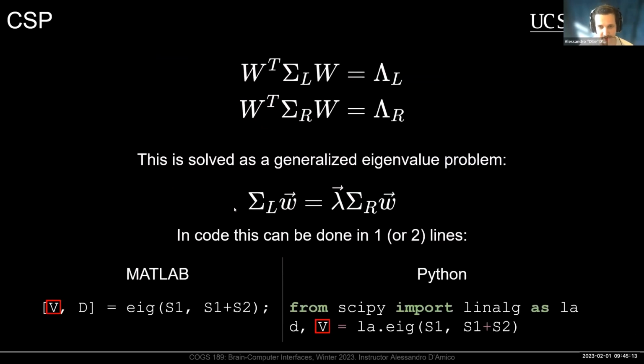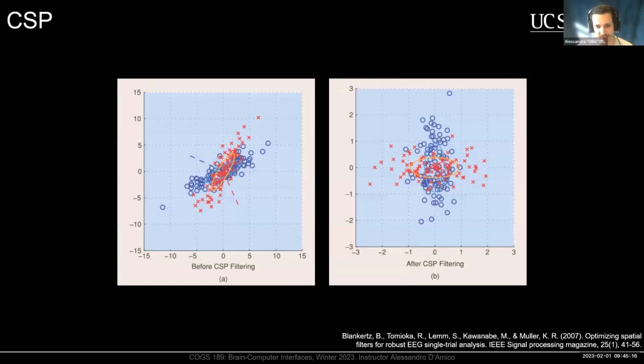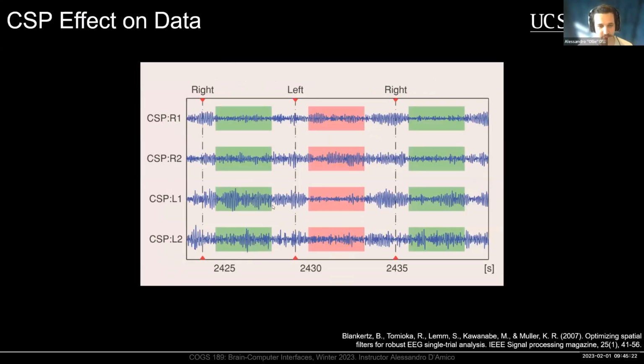And that makes sense if we think about what we're actually trying to do with CSP, right? We're trying to minimize variance in one class, maximize it in the other. And so we can see that temporally here, and we can see that it works bidirectionally in both classes.